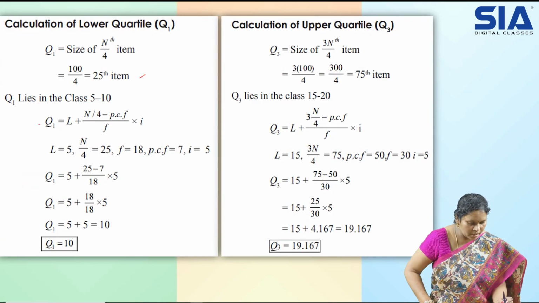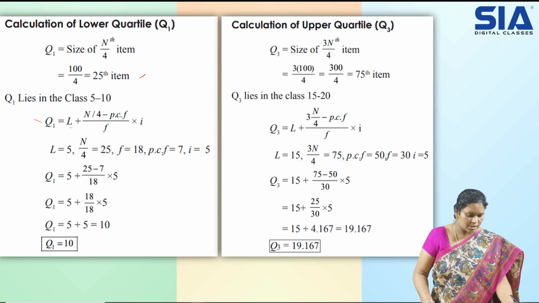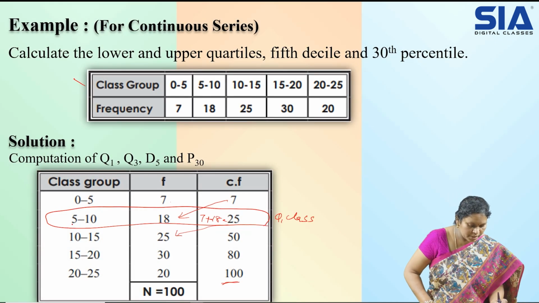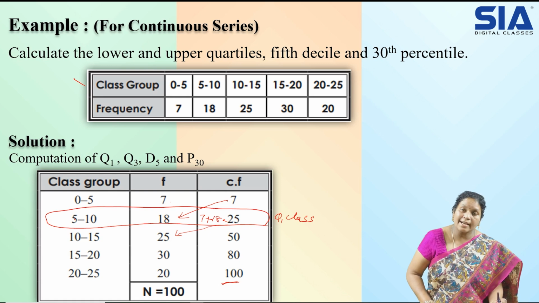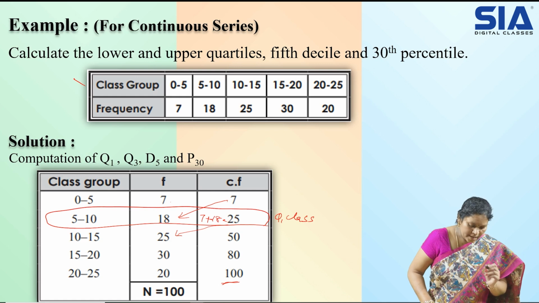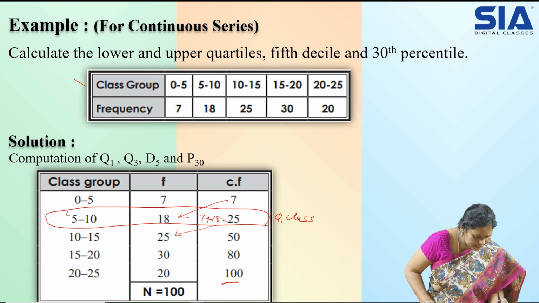What is the formula we have? Q1 is nothing but L plus N by 4 minus PCF by F into I, right? Now let us check. What is L? L is nothing but the lower limit of the Q1 class, right? So what is the lower limit here? In the box itself we have to consider. In class intervals the first value is the lower limit and the second value is the upper limit, right? So in the Q1 class, 5 becomes your L.